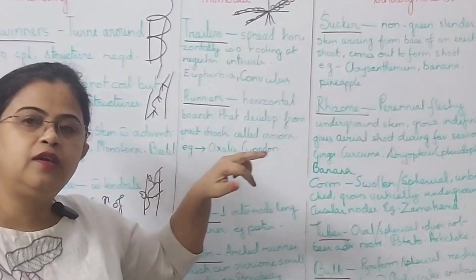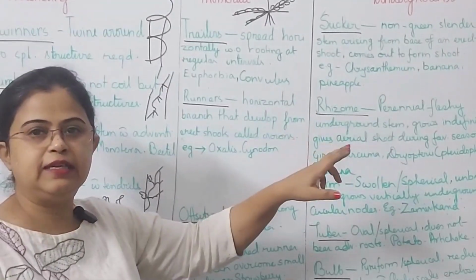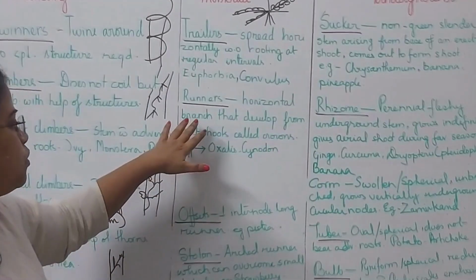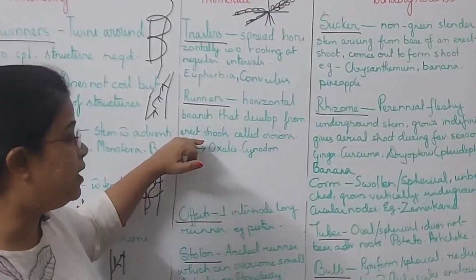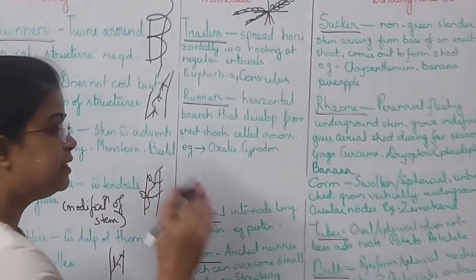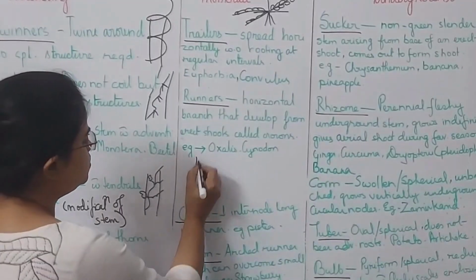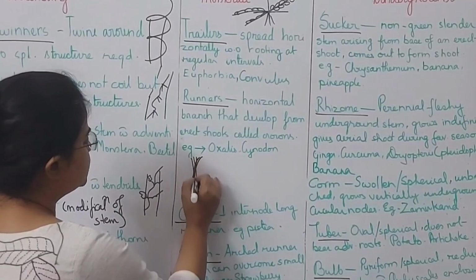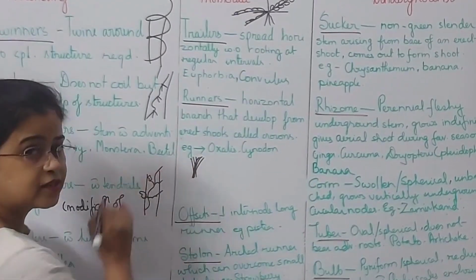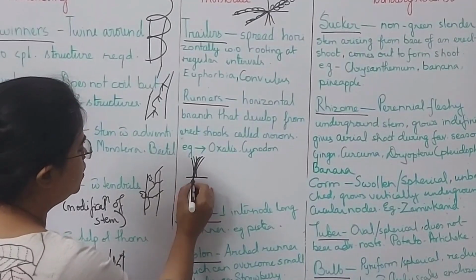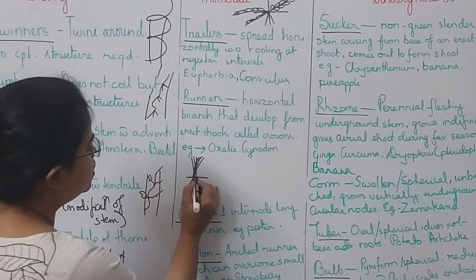Runners means what? Running from one place to another. Okay, the horizontal branch that develops from erect shoots called crowns. जैसे हम कहाँ देखने को मिलता है? Oxalis में and in Cynodon. Cynodon is a grass, right? This is a tuft of grass. This is the ground. This is a fibrous root.